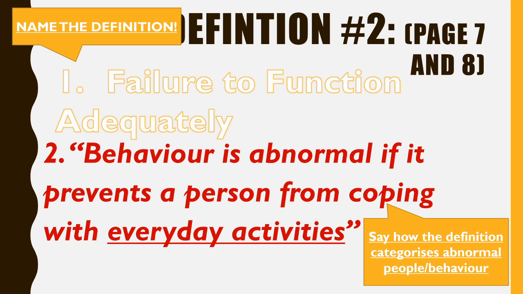Section number 2, say how this definition categorises abnormal behaviour. So according to this definition, behaviour is abnormal if it prevents a person from coping with everyday activities. So that's the failure to function bit. So you're abnormal if the illness that you are suffering from is preventing you from coping with everyday activities.